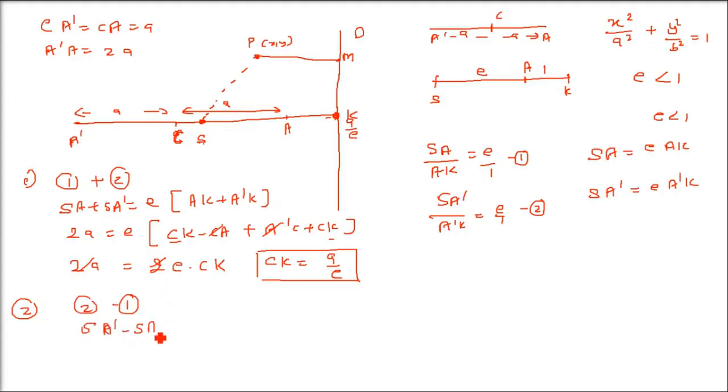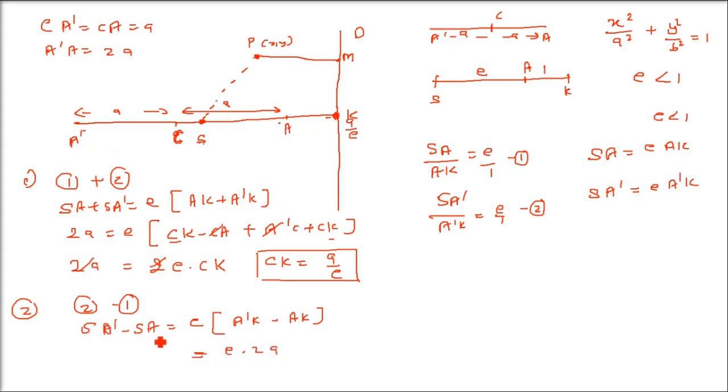That is SA dash minus SA equals E, take common, A dash K minus AK. So SA dash minus SA equals E times (A dash K minus AK). A dash K total, and you subtract AK from here, you will get A dash A, and that is equal to 2A. Right, it's 2A only. So you have E into 2A.